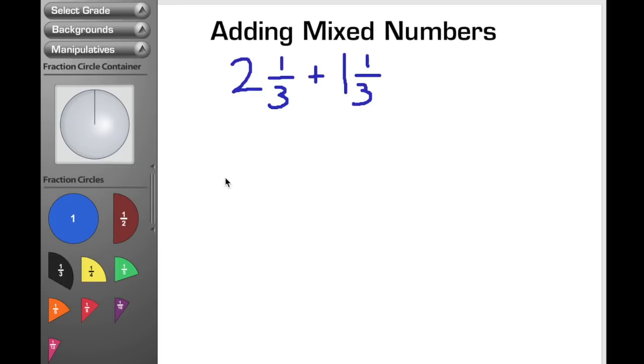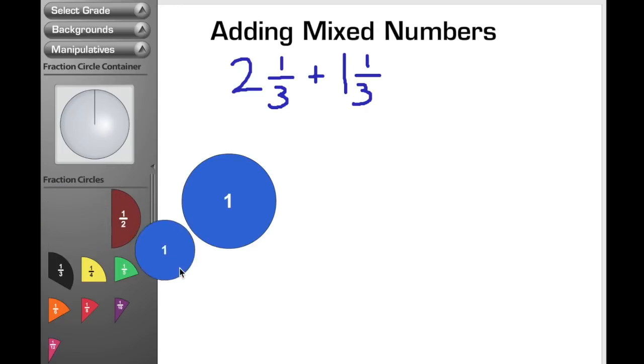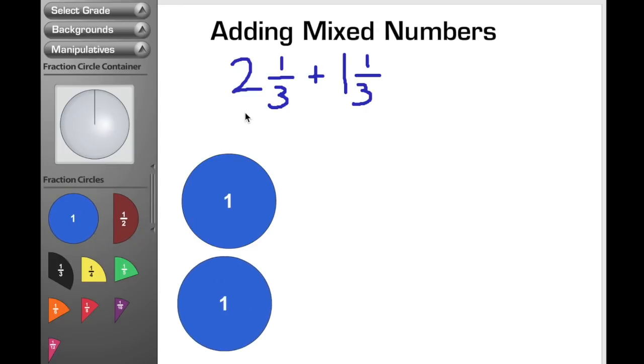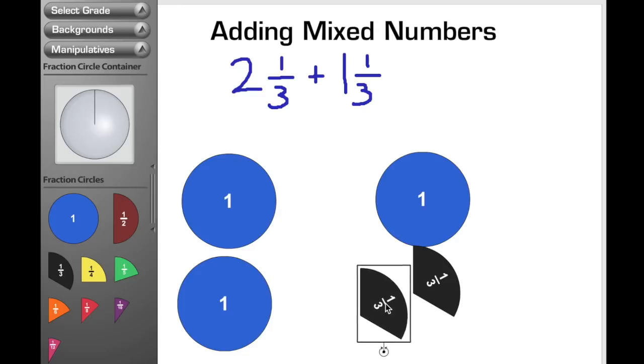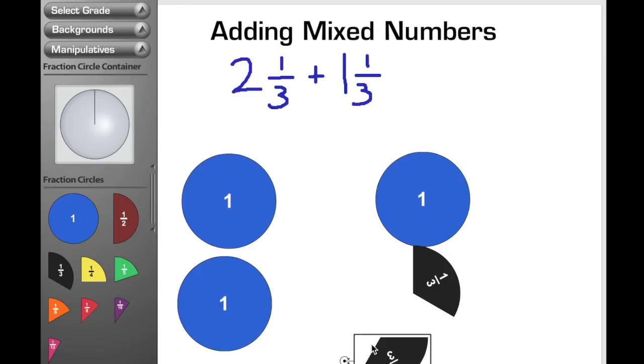I'll grab one whole circle and another one for the 2 wholes and a third. For this side, I need 1 whole and 1/3. Now I'm adding, so I'll put them all together. Let's put these thirds by each other. Whoa! Rotate them around.